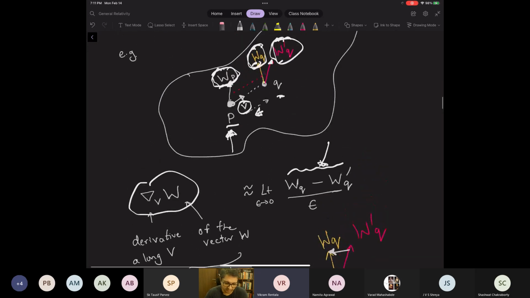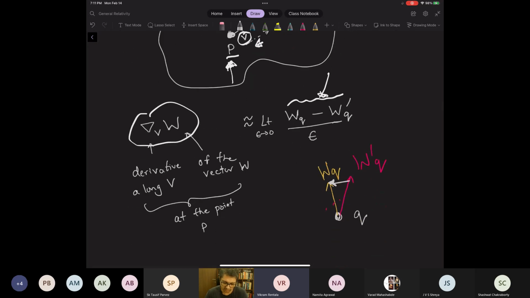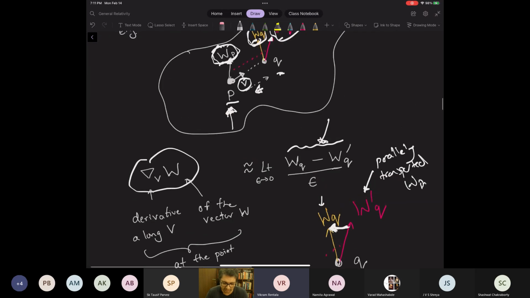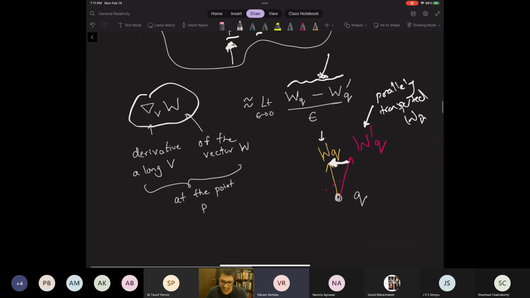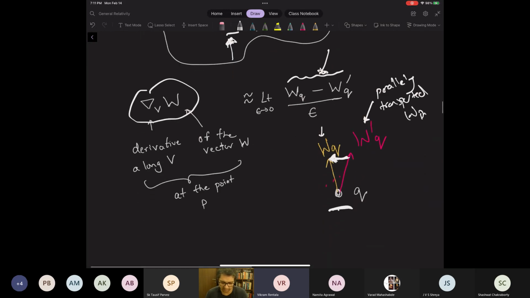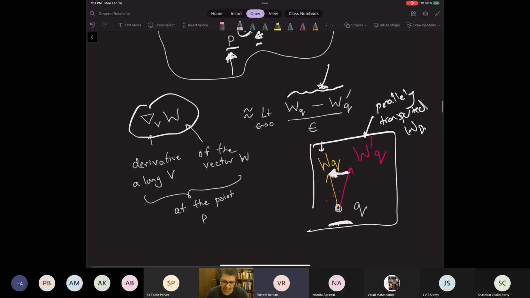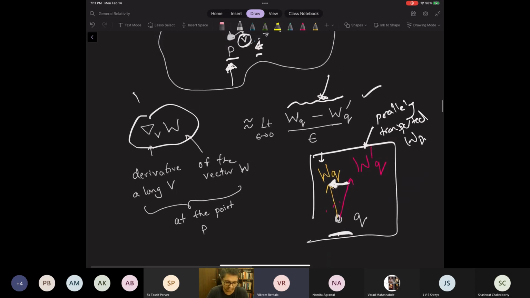So in other words, if we take the difference between these two vectors, this is WQ, this is the parallelly transported WP, and we take the difference between the two, which is this vector. And this vector divided by epsilon, which is that infinitesimal displacement, is basically what we define in the limit epsilon goes to 0. That is what we define as this derivative operator on the vector field W at the point P. Okay, is this clear?